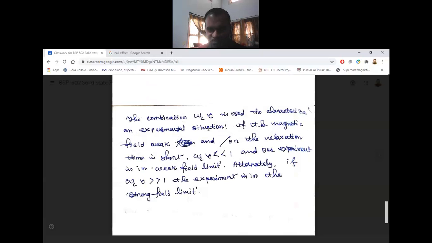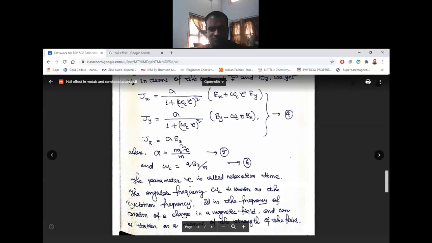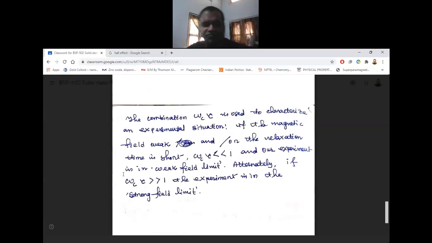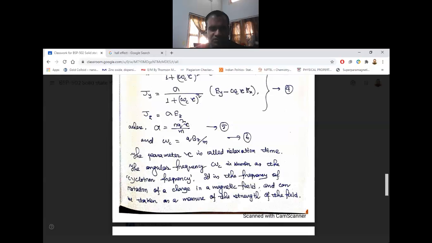Now a little bit about this quantity omega c tau. The combination of omega c, the cyclotron frequency, and tau, the relaxation time, is used to characterize an experimental situation. If the magnetic field is weak or the relaxation time is short, then omega c tau is much less than 1, or our experiment is in the weak field limit.